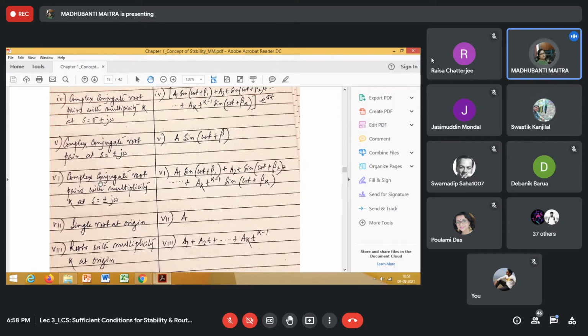Yes, the time response will vary. If you can't show me the example, then I won't be able to answer it properly. But suppose the step response, you have already studied the step response of a second order system. Please post it in the group. Okay, then we'll discuss, or I'll send a voice message. Look at the example, and accordingly I'll try to clarify your doubt.